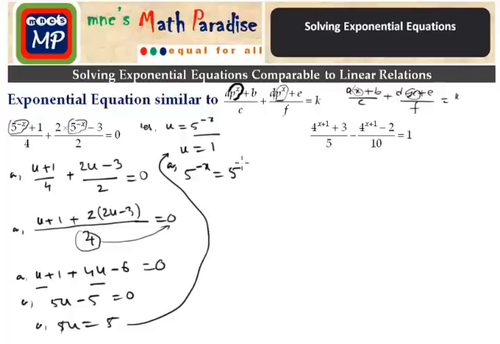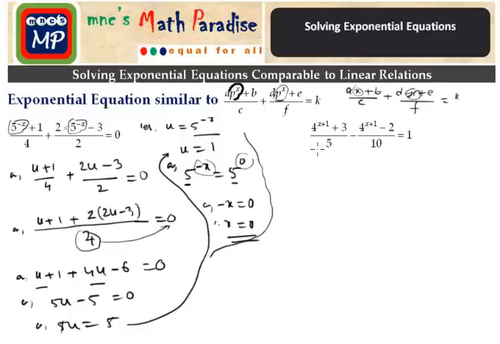1 we can write as 5 to the power 0, because to match this base we are writing 1 as 5 to the power 0. Therefore 5 to the power minus x equals 5 to the power 0, so these two powers, minus x and 0, are equal. Therefore minus x equals 0, or x equals 0. So for this equation the solution for x is 0.